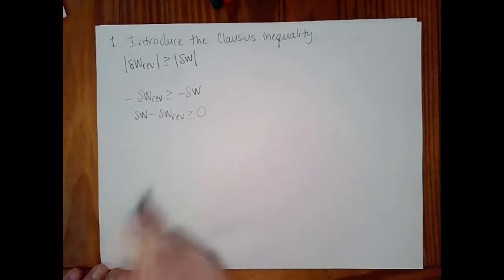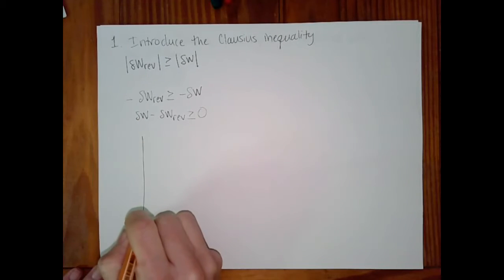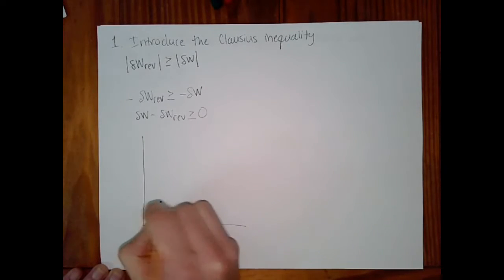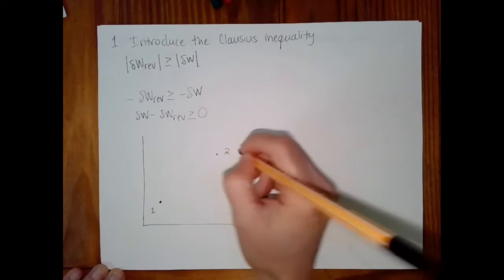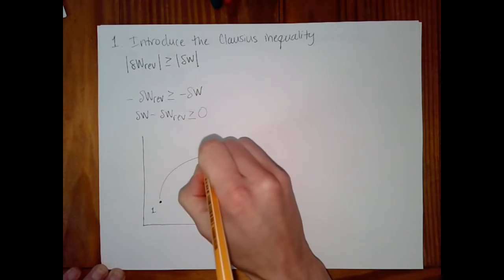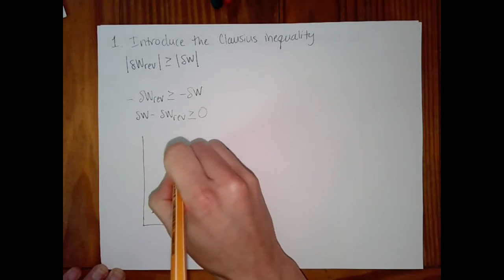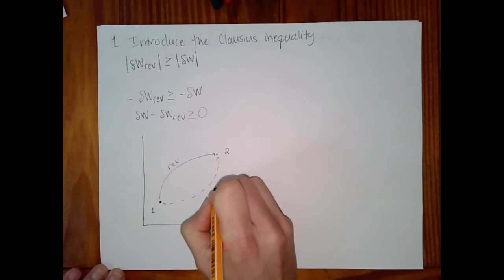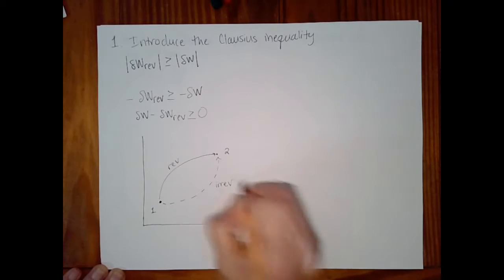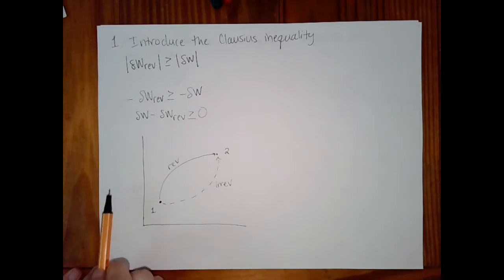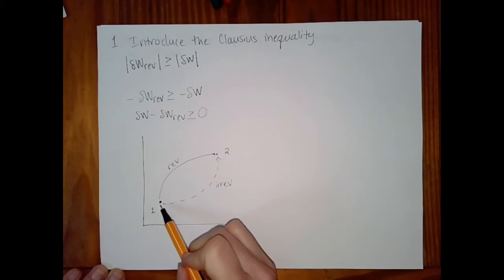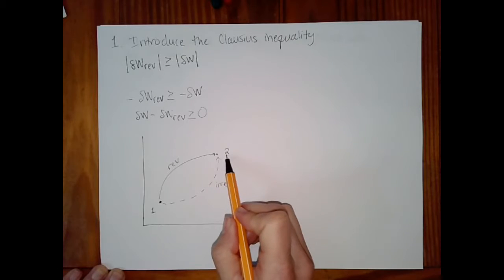Now, let's picture I've got two processes, and these processes go between the same initial and final state. One of the processes is reversible, and one of the processes is irreversible. You can picture this as being a pressure-volume diagram, but really it can be any two state variables. But we're just going from some initial state to some final state.